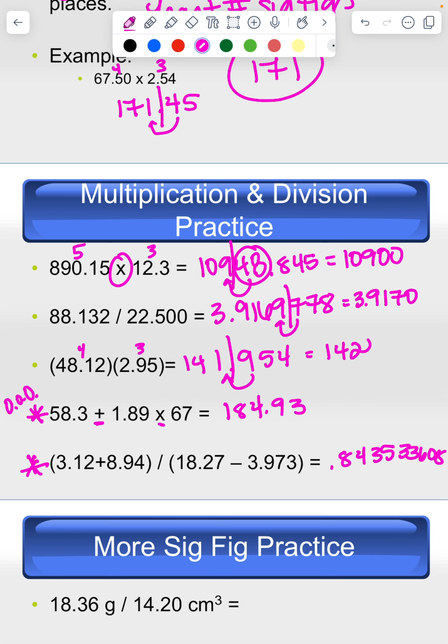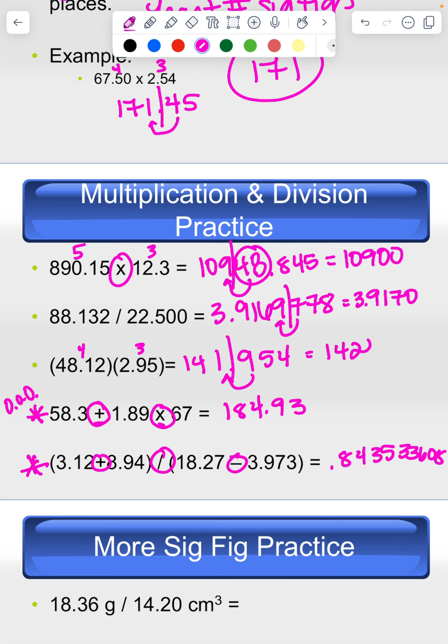Now for this one and the last one, you see that we have both addition and multiplication. Here we have addition, subtraction, and division. Whenever you have addition and multiplication or division, or subtraction and multiplication and division, the multiplication and division rules trump the addition and subtraction rules. All right, so we're always going to be looking at least number of sig figs, not just decimal places.